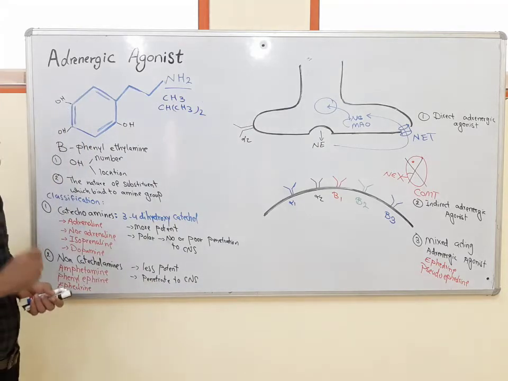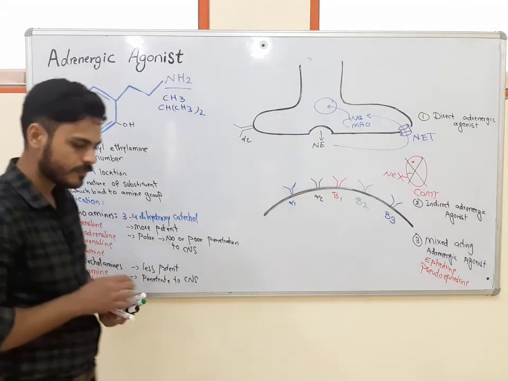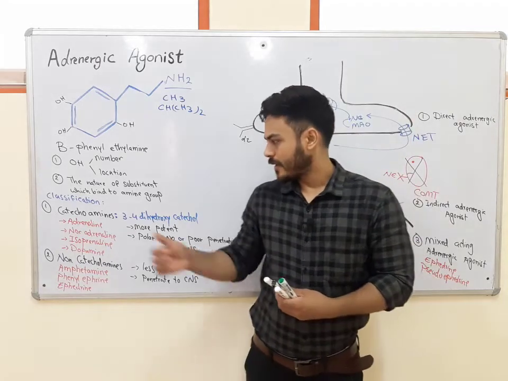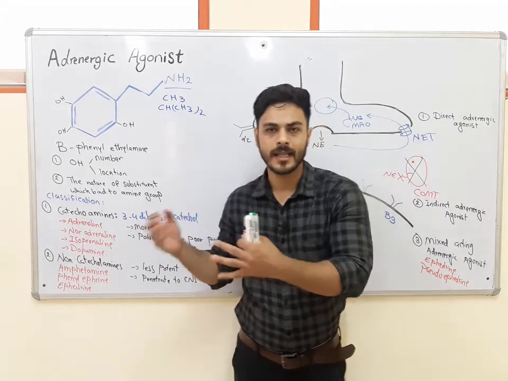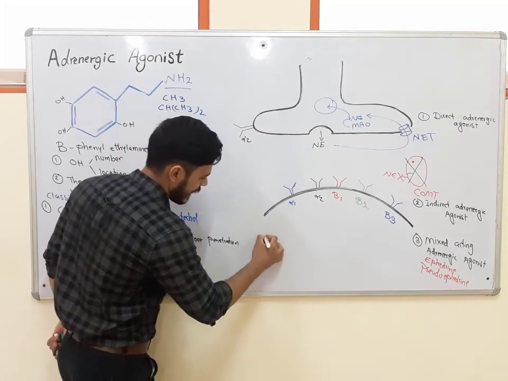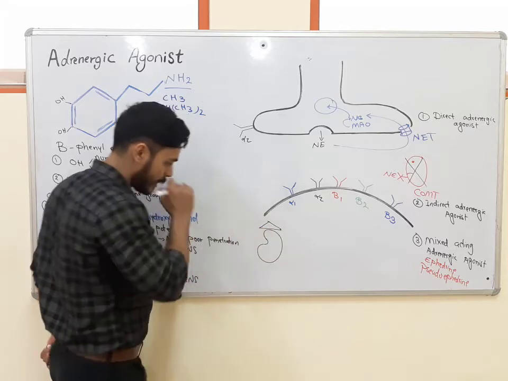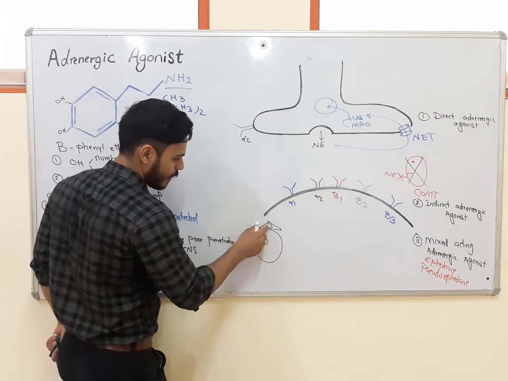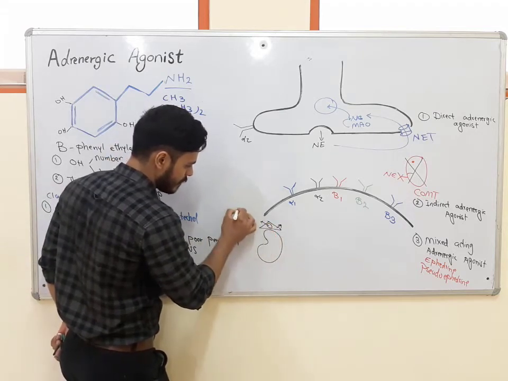Now we'll start talking about the different drugs. First, we'll start talking about adrenaline. You can understand where we produce adrenaline from the name itself: we produce adrenaline in the adrenal gland. Do you remember we have a gland on each kidney, and this gland is made of two parts. One is the cortex, another one is the medulla.